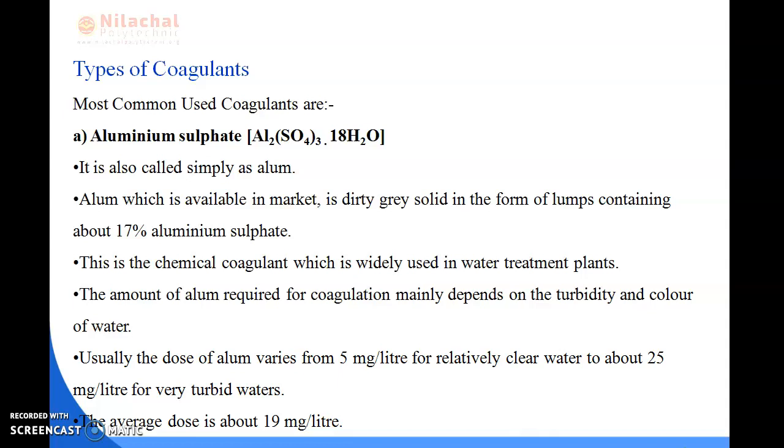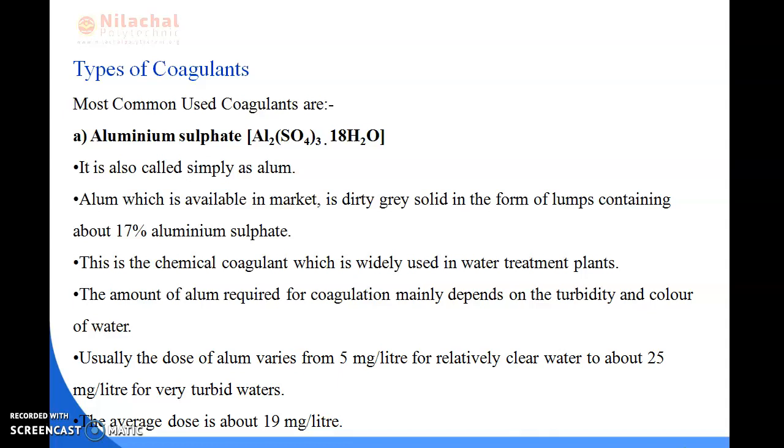So, first we will be reading about aluminum sulfate, that is Al2(SO4)3·18H2O. It is simply called alum. Alum, which is mainly available in the market, is a dirty grey solid in the form of lumps which contains 17% of aluminum sulfate. And this is one of the chemical coagulants which is widely used in water treatment plants.